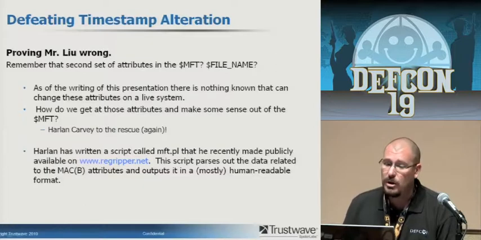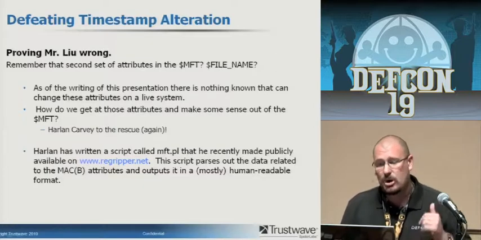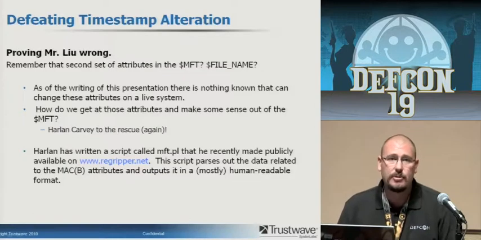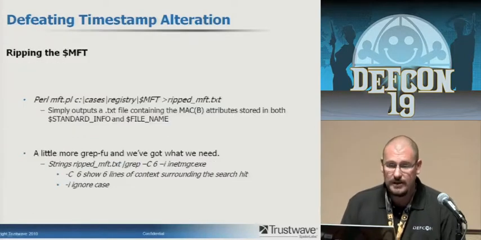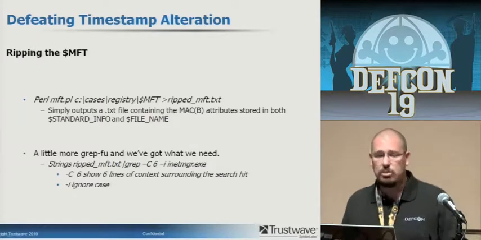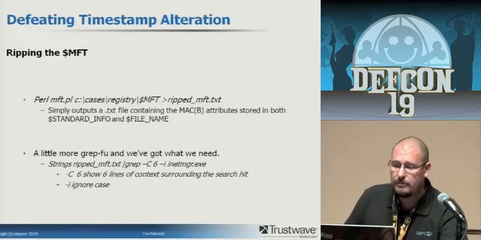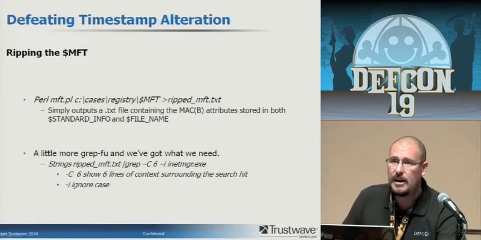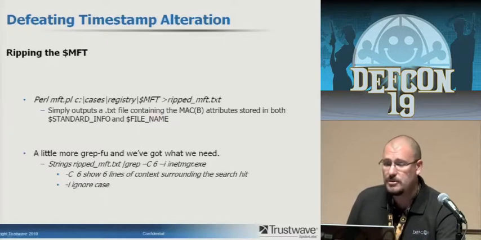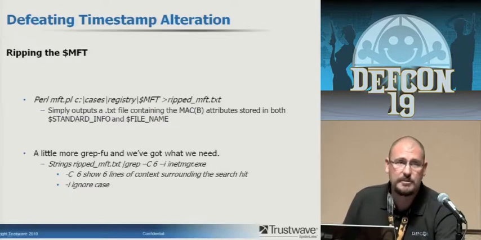He's written a script called mft.pl. It's also available on redripper.net, and this script parses out all the data for both sets of file stamps and dumps it out into a human readable format. It's a great tool, and it's fast. So you rip the MFT with, again, another little Perl command here. Perl mft.pl pointed at your master file table and dump it out to a text file, and that's all there is to it. It outputs a text file that contains all the attributes stored in the standard info and the file name, and it dumps them out, and it's really easily searchable. I'll show you here in a couple minutes.